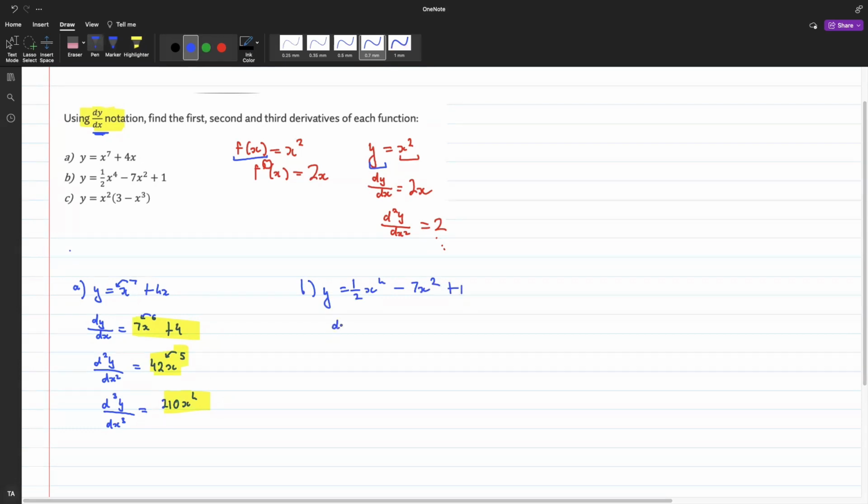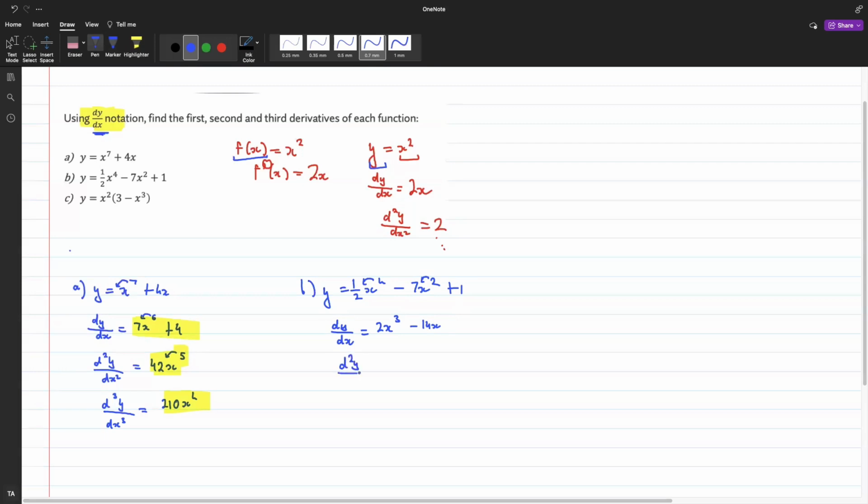Again, finding the first derivative, dy over dx. So we bring this power down, half times 4 becomes 2, and the power reduces by 1, so you get 2x cubed here. Same thing here, 2 comes down, 7 times 2 is 14, and the power gets reduced by 1. So it's just now 14x to the power 1, and then this is just a constant, so you can just get rid of that. So that's our first derivative.